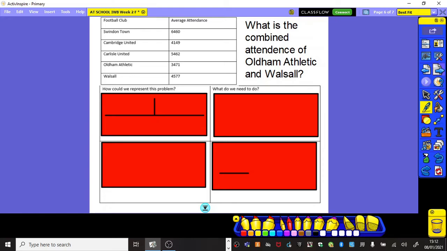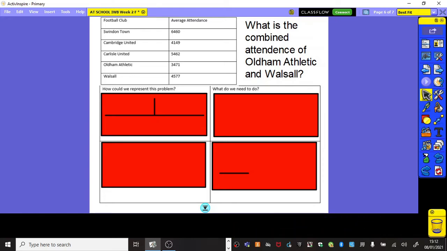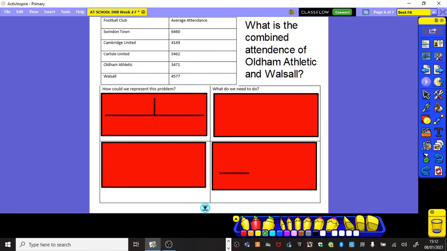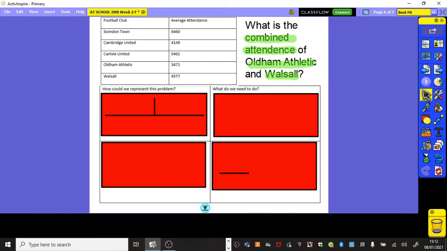Now, sometimes at school, when we have unpicked a problem, yes, we've highlighted information. We talked about doing that. What is the combined attendance? And then, importantly, I've got these 2 football teams. But also, we've used this problem-solving grid. Now, I'm going to show you this problem-solving grid because you might decide to use parts of these skills to help you unpick the problem.